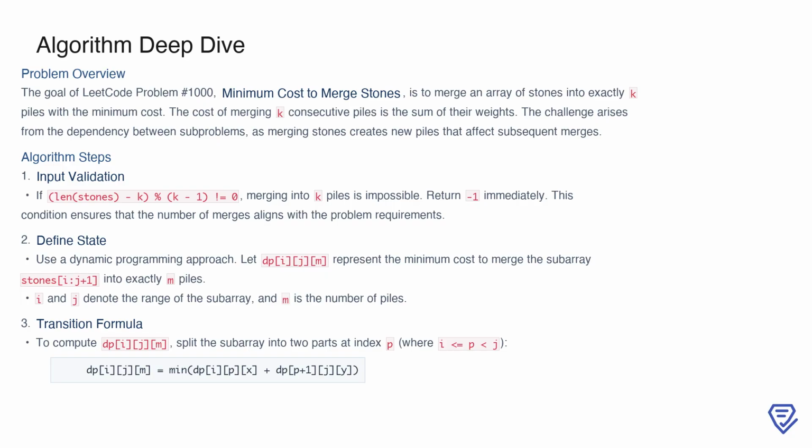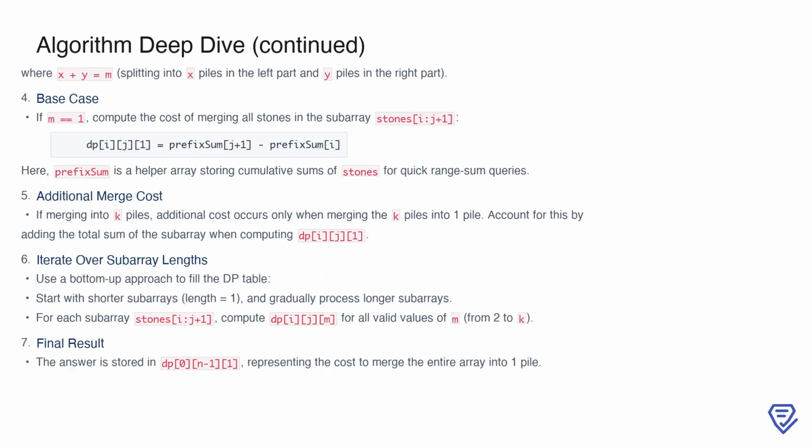To transition between states, we calculate dp[i][j][m] by splitting the subarray into two parts at an index p, and summing the costs of the left and right segments, such that the number of piles in the left and right parts adds up to m. Here, the transition formula becomes clearer. By iterating over all valid splits p within the range i to j, we calculate dp[i][j][m] as the minimum of dp[i][p][x] + dp[p+1][j][y], where x + y equals m.